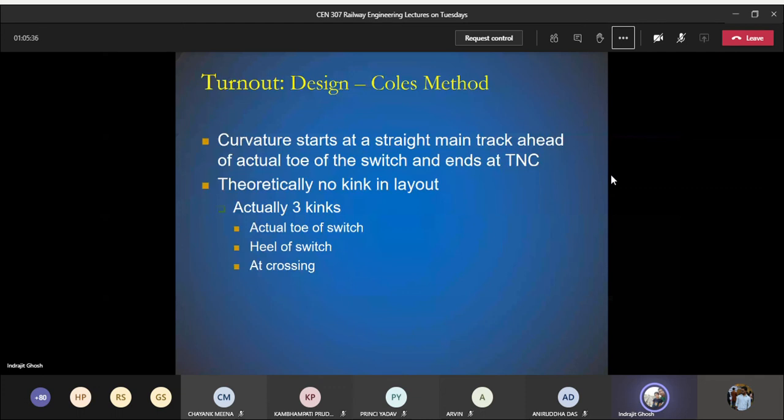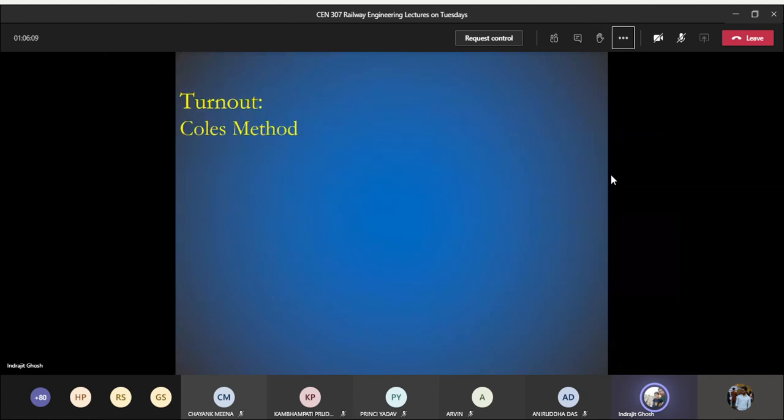Then there is the heel of switch. The heel of switch is basically where the tongue rail originates from the lead rail, the curved lead rail. Again, as there is a joining between the 2 rails, here also we have one kink. And the last one is the crossing location. At the crossing, you can see that point rail and splice rails are there. There also we have one kink. So kink means this sort of shape. Okay, kink. So let us see the different components.